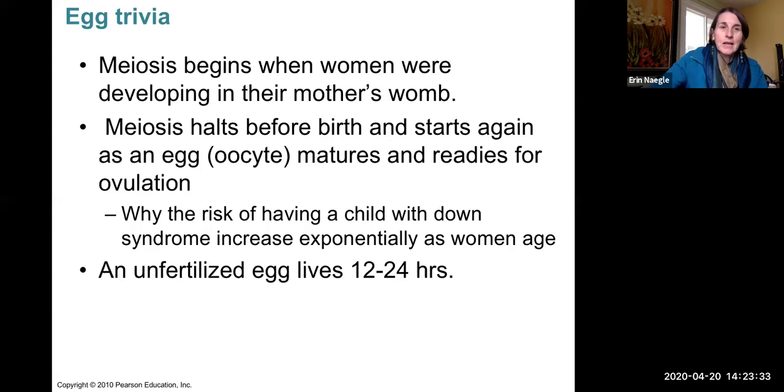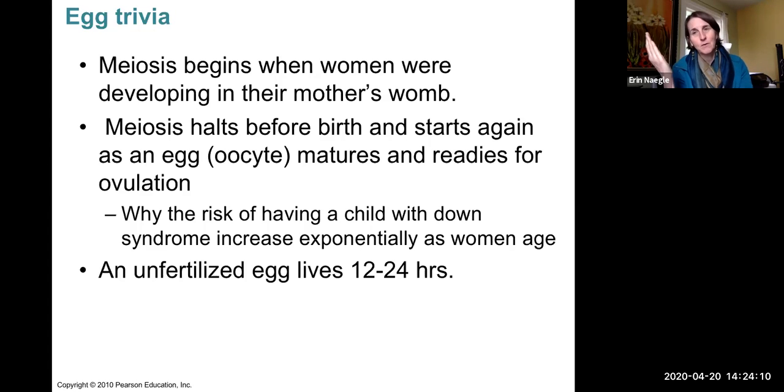This also is connected here to the risk of having a child with Down syndrome, which increases exponentially as women age. The longer those cells are halted in the early stages of meiosis, the harder it is for them to come out of that stage successfully. And Down syndrome is a case of what's called trisomy, so tri being 3. Normally we each have 2 copies of each type of chromosome. So we have 46 chromosomes in all of our cells.